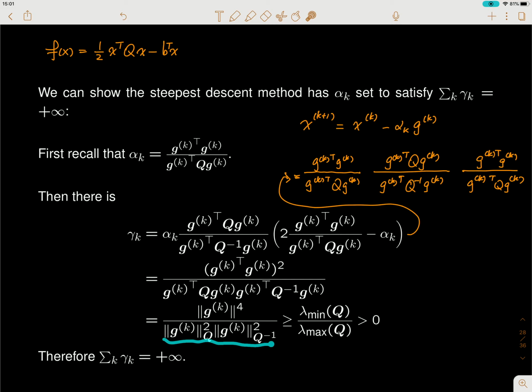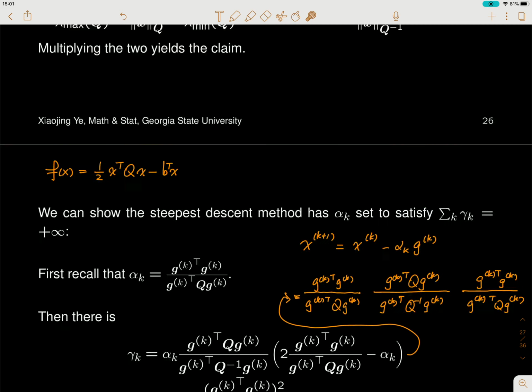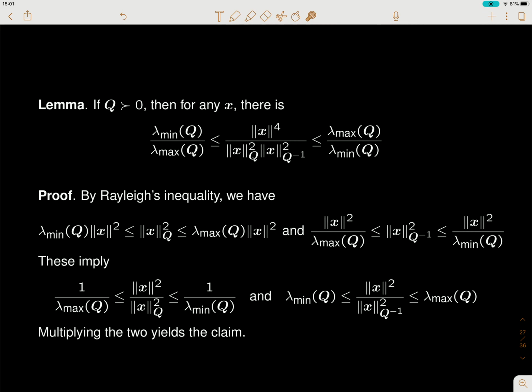And to show this, we need to use the Rayleigh's inequality we showed earlier. Remember that the Rayleigh's inequality says that for any vector x, this quantity is bounded between this ratio and this ratio. On the right, that's the ratio of the largest eigenvalue of Q over the minimum eigenvalue of Q.